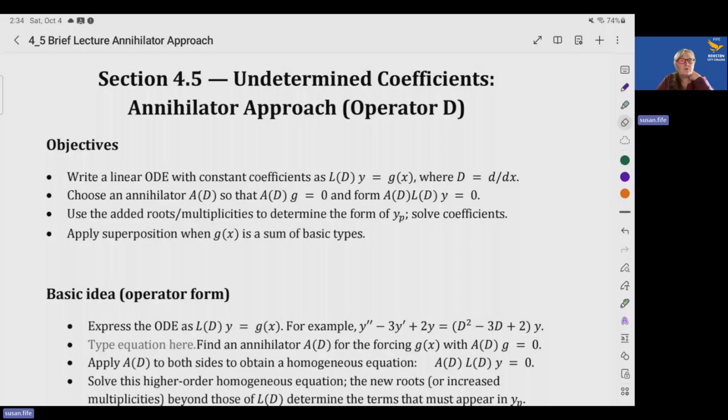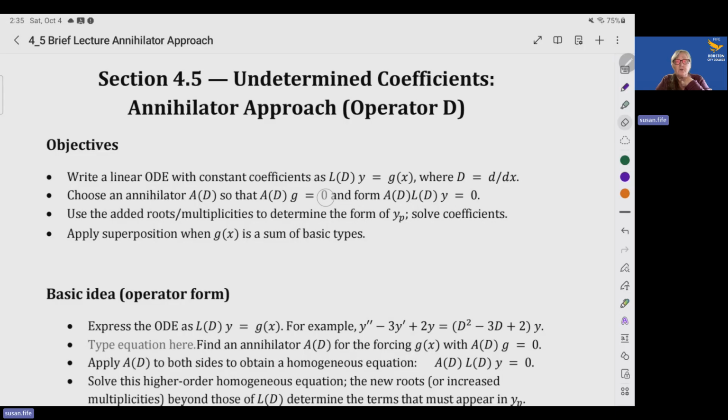So here we're going to learn how to write an ODE with constant coefficients as a linear combination of the differential operator applied to y equals g of x, which is our non-homogeneous expression, where the differential operator, capital D, is the derivative of y with respect to x. So the derivative with respect to x. We're going to choose an annihilator, A of D, so that when you apply A of D to g, you'll get 0.